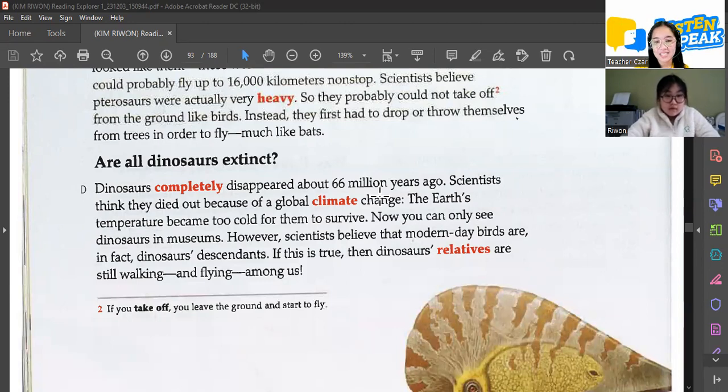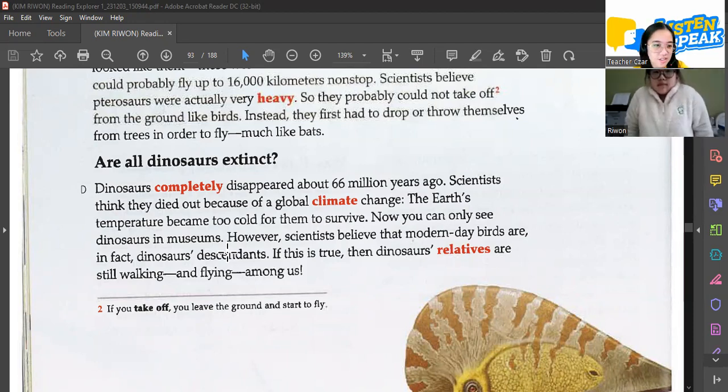Are all dinosaurs extinct? Dinosaurs completely disappeared about 66 million years ago. Scientists think they died out because of a global climate change. The Earth's temperature became too cold for them to survive. Now you can only see dinosaurs in museums. However, scientists believe that modern day birds are, in fact, dinosaurs' descendants. If this is true, then dinosaurs' relatives are still walking and flying among us.